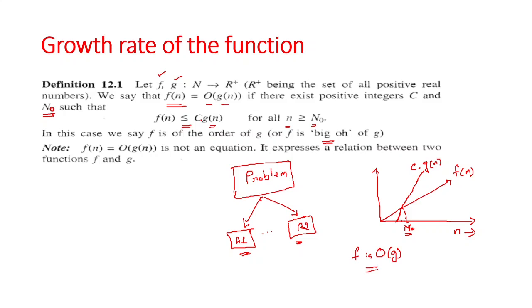We should remember that f of n is equal to big O of g of n is not an equation, it is an expression, a relation. It expresses the relationship between the two functions f and g. With respect to this, let us consider some examples.